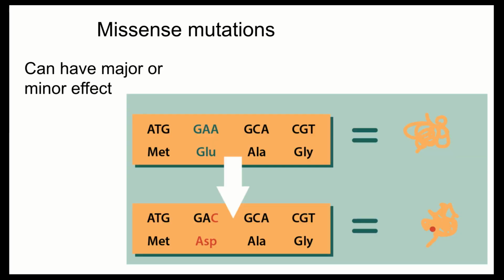Missense mutations, on the other hand, can have a major effect or a minor effect, and it's kind of hard to predict what the effect will be. If we're just changing one amino acid, like we change a glutamine to an aspartic acid, like you can see in the example, that's just one amino acid out of hundreds. It may have a very minor effect, or it may completely destroy the function of the protein. It's pretty hard to predict.